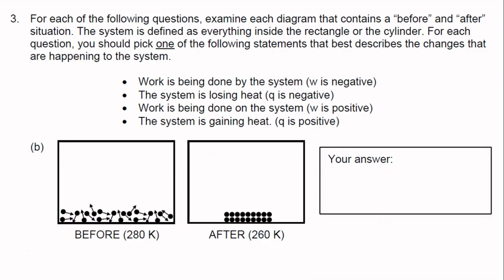In part B, we have particles that are moving with a slow speed, so small arrows, and now it appears like they're not moving at all. Perhaps they're just vibrating in place. So most likely this is a liquid turning into a solid, and at this point, if the liquid turns into a solid, it must be losing heat, so it's getting colder, and so Q is negative.